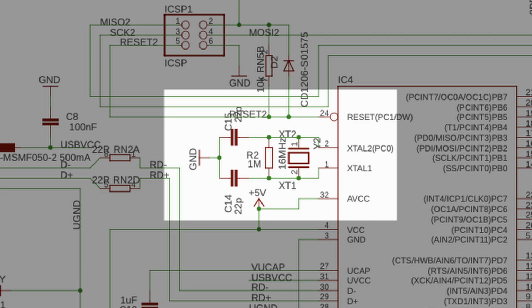There's also a resistor used in the oscillator circuit here. It helps the microcontroller start up properly when power is first applied. It may not be strictly necessary, but leaving it out could lead to unreliable startup behavior, so I'm going to include it to avoid any potential issues. And that's all it takes to create a simple and reliable clock source for our Arduino.